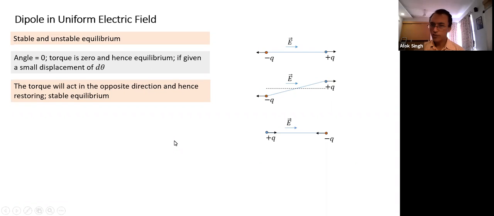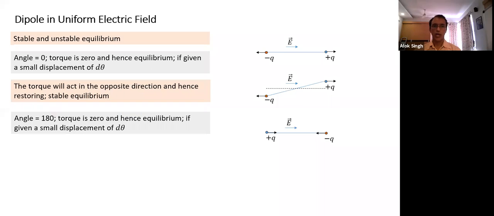Is this a condition of equilibrium? Is there any torque acting? No, so again it is in a state of equilibrium. But let's check whether it is stable or unstable equilibrium. How do we check? We give a small angular displacement and see whether it tends to come back to the original position or not. So the angle is 180 degrees, torque is 0, equilibrium.